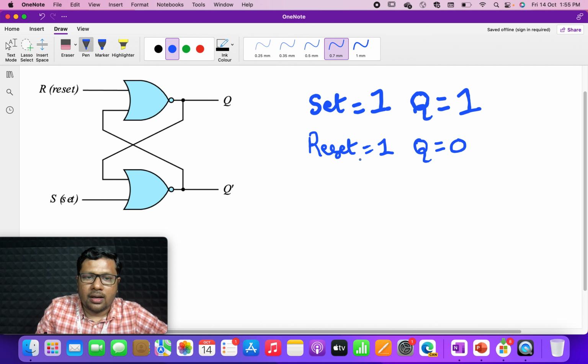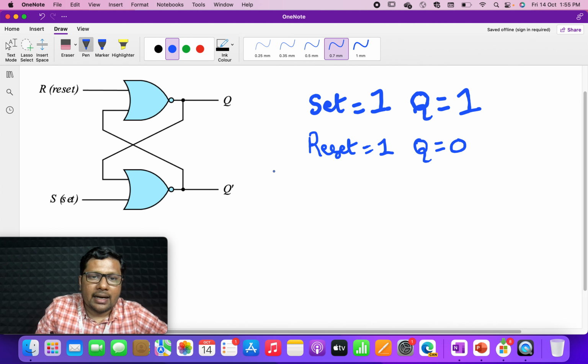Now this is our SR latch. As you can see, there are two NOR gates present over here, and of course it is cross coupled. The output of this NOR gate is given as one of the inputs to the top NOR gate, and the output of the top NOR gate is given as one of the inputs to the bottom NOR gate. So it is a crisscross kind of arrangement.